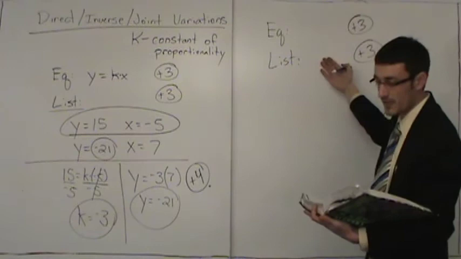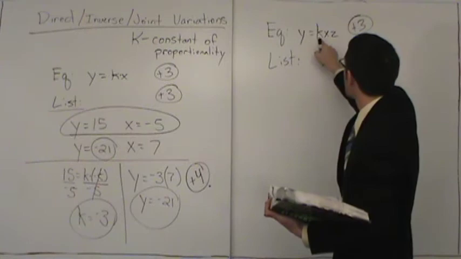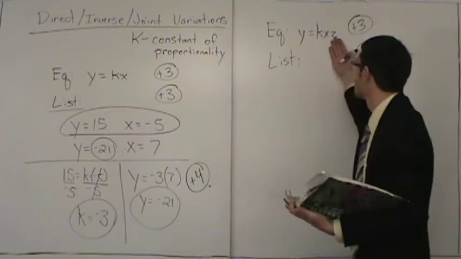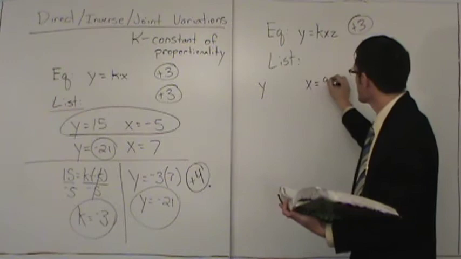So the problem says, suppose y varies jointly as x and z. So y equals k, x, z. Remember, k always follows the equality, and jointly means write everything in one. It's kind of like the oddball. Write everything in one long line. So y varies jointly with x and z, and we have to find y when x equals 9 and z equals 2.